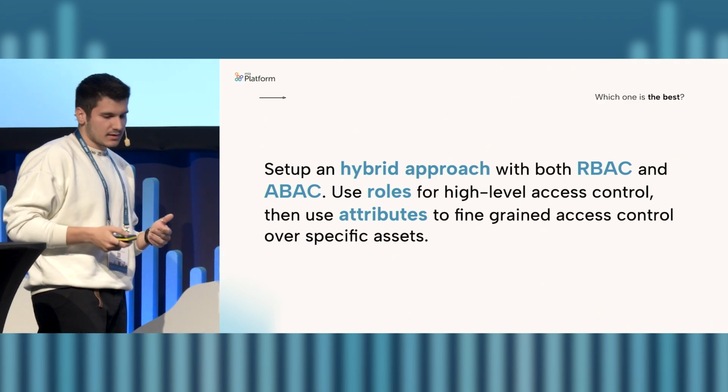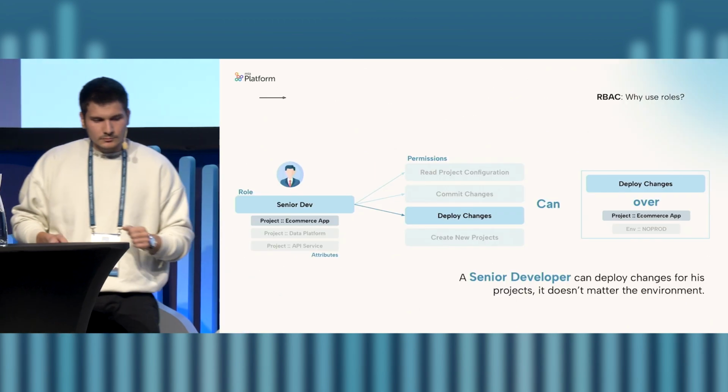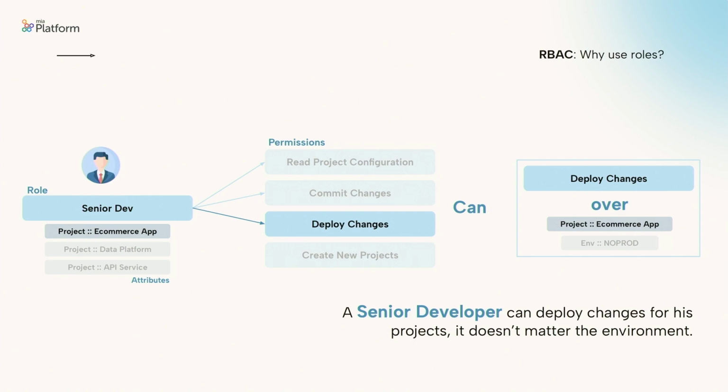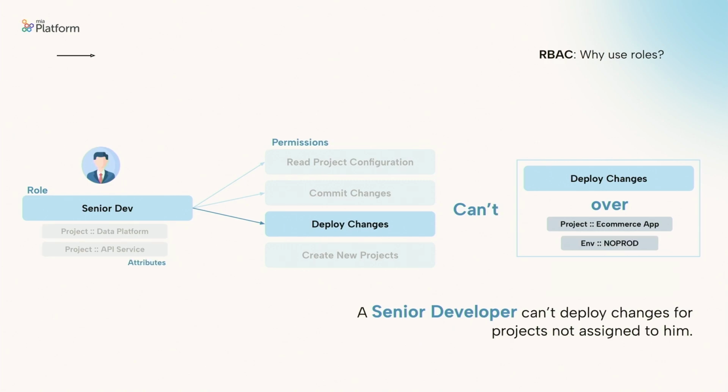Let's make some examples. Just to remain in the world of platforms, we have users that can or can't deploy changes. We have the senior developers that can deploy changes, and it doesn't matter if they are assigned to a specific environment. They just need to be assigned to the project. Of course, if they are not assigned to the project, they can't access the configuration, and they can't deploy the changes.